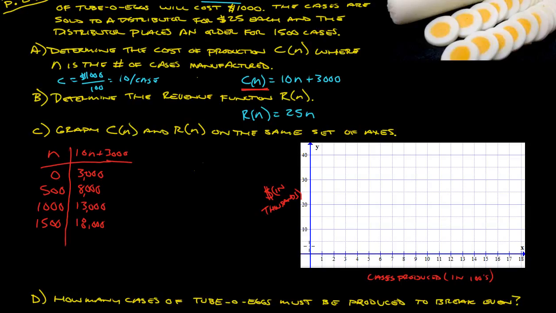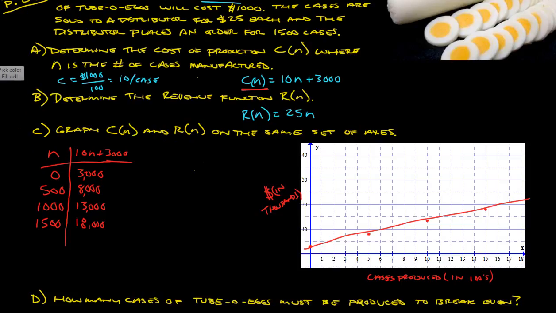So at 0, we're at 3,000. At 500 cases, we are at 8,000. At 1,000 cases, we are at 13,000. And then at 1,500 cases, we are at 18,000. Oops, wrong spot. There we go. Okay, so that makes a nice straight line. Let's see how well I can do this on here. Not super great, but you get the idea.